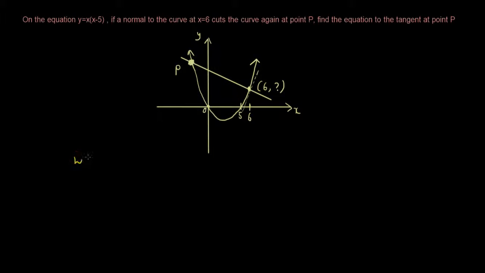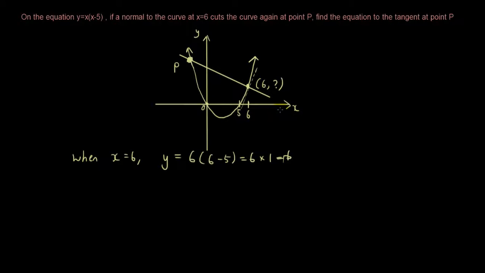So when x equals 6, if you substitute that number into this equation, we get y equals 6 times 6 minus 5, so that's 6 times 1, which is 6. So funnily enough, the y coordinate is 6 as well, so let's put a 6 there. So both the x and the y coordinate is 6. So now we can try and find the gradient of this straight line.